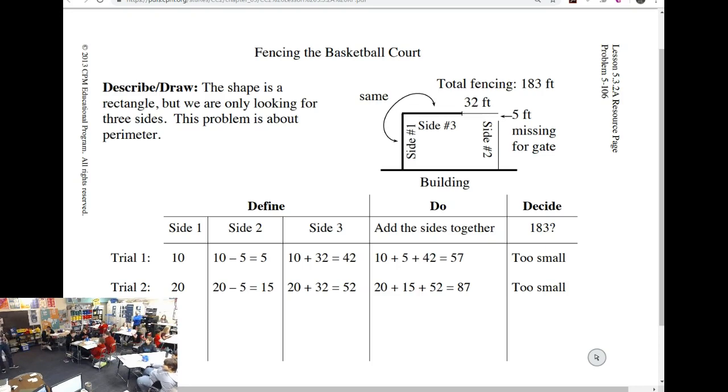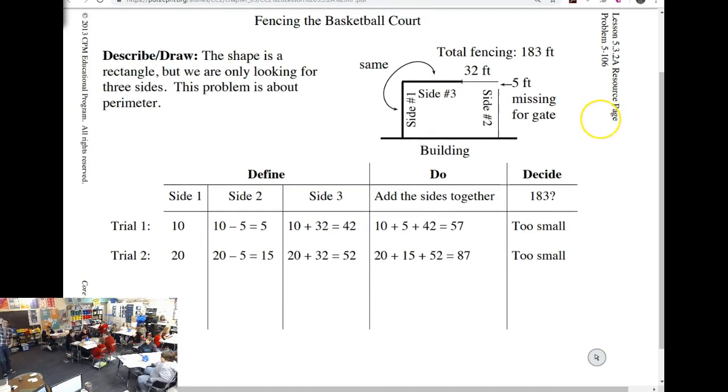But then they start experimenting and testing stuff out. So we're going to define, essentially this means guess, what might be an answer. So the first thing they try is 10. If I make side 1 10, that's my width, right? I made W 10 essentially.